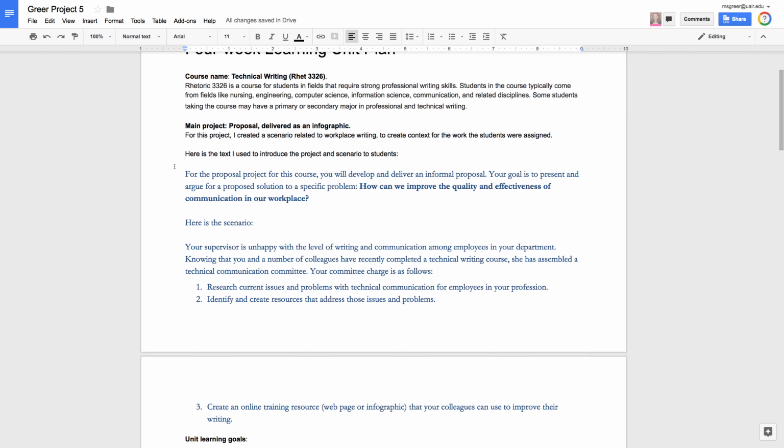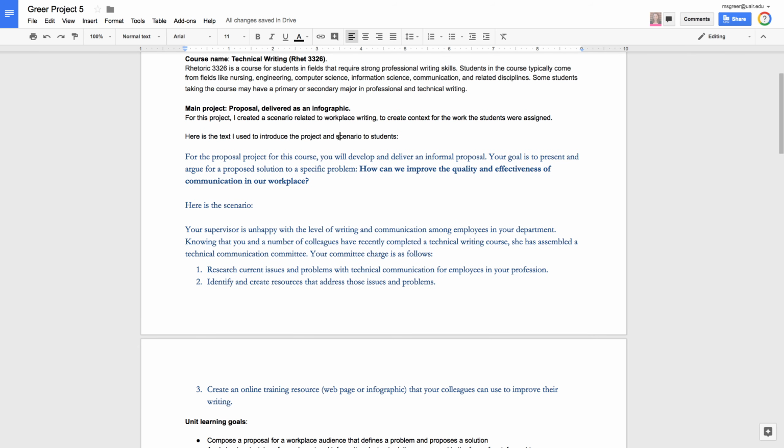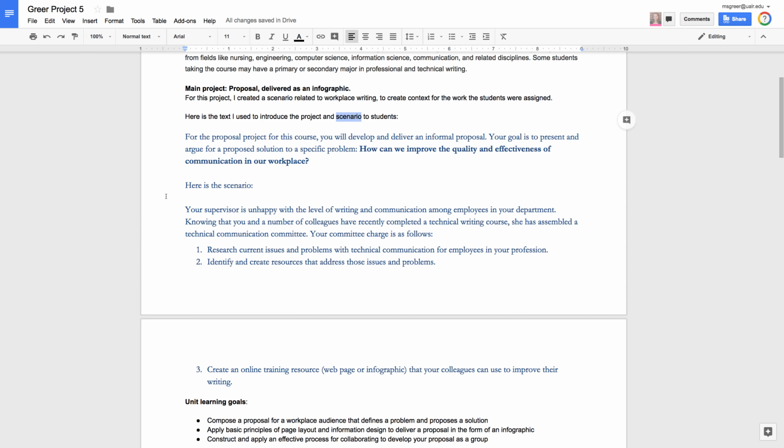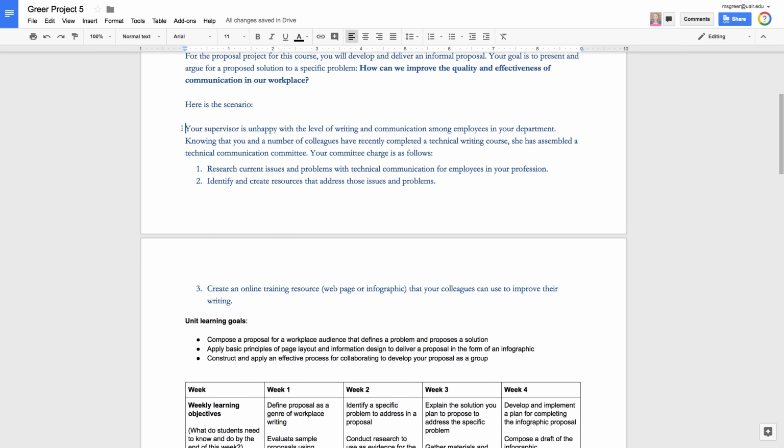The project itself is based on a kind of scenario. So there's actually a little bit of a role-playing game project here. I defined a scenario, and you can read it in the sample document, but it's basically that your supervisor is unhappy with the level of writing and communication among employees in your department. So basically your group, the students' group, has been charged by a supervisor to come up with some kind of a solution to the fact that there are all these problems going on with workplace communication.